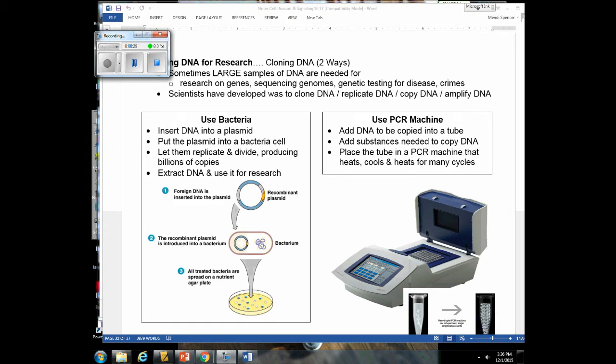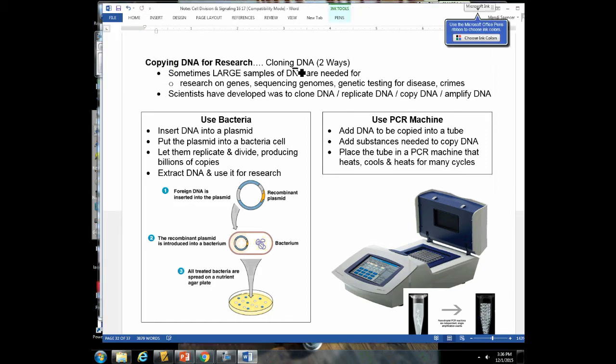Now, I'm also moving something from that unit. I'm going to teach you how we can make copies of DNA. Just like we need to make copies of papers, we need machinery so that we can make a large amount of DNA, that we can copy the DNA. Instead of saying copying DNA, I can also say that we're cloning DNA. And there's two basic ways that we can clone DNA.